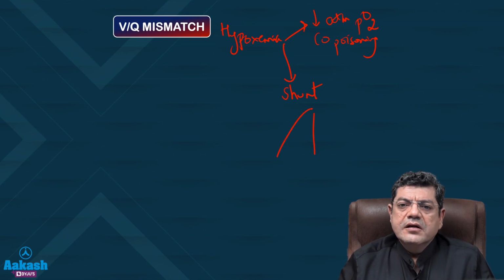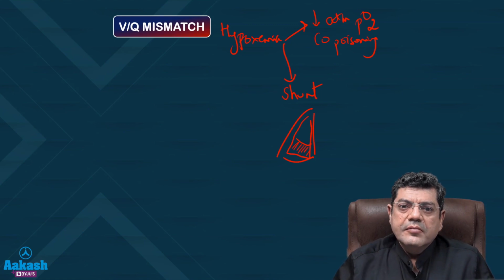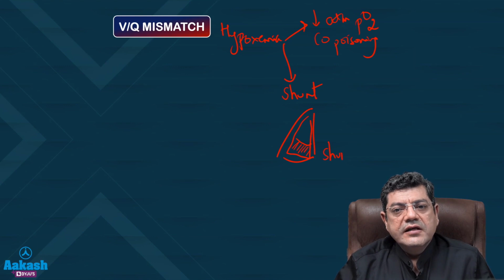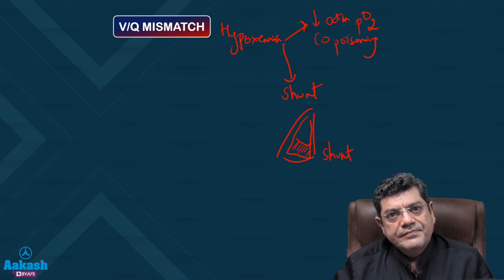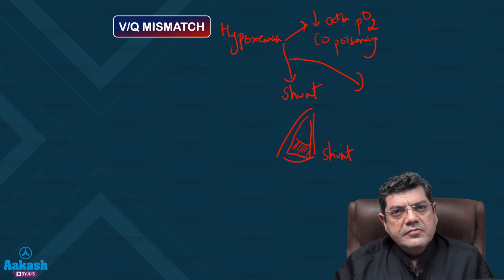Very simple. What happens when a patient has a right lower lobe pneumonia? That entire lobe will not be aerated, but it will still be perfused. So all that output from the right heart goes back to the left heart without getting oxygenated, and that's the definition of shunt, right? So that's one mechanism of hypoxemia.